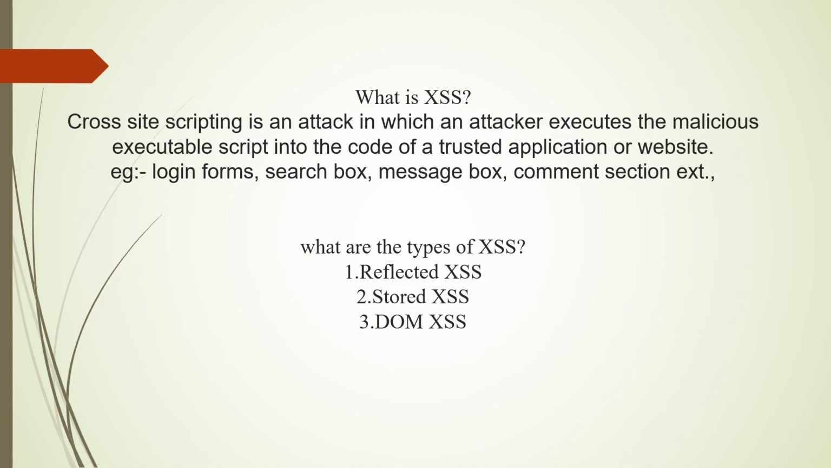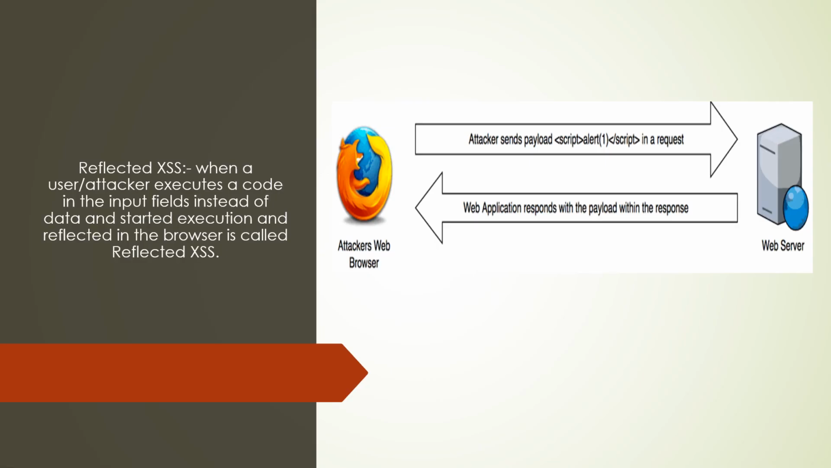What is XSS? Cross-site scripting is an attack in which an attacker executes a malicious script in the code of a trusted application or website. Examples: login forms, search box, message box, and comment section, etc. There are three types of XSS: reflected XSS, stored XSS, and DOM-based XSS.